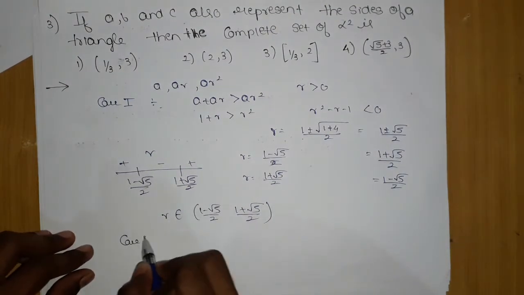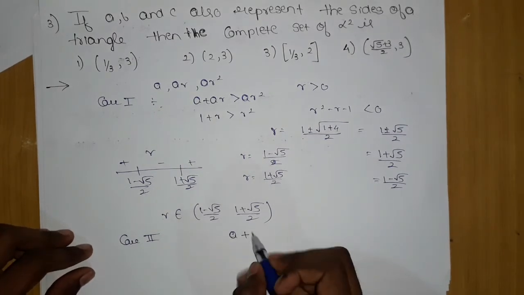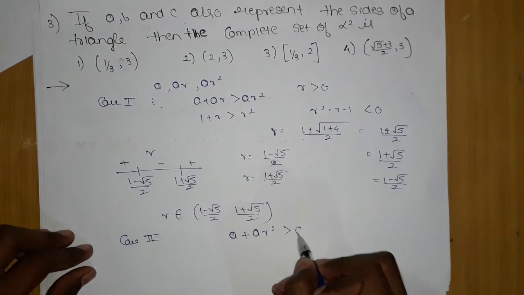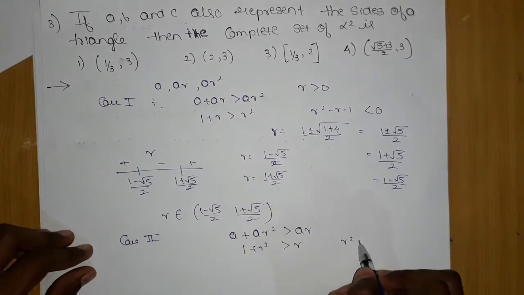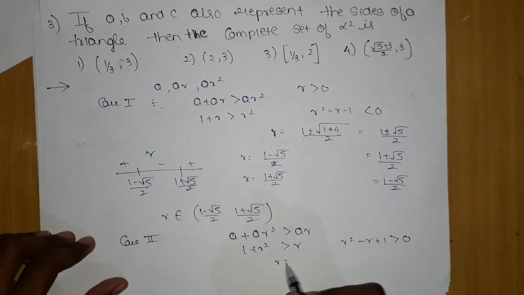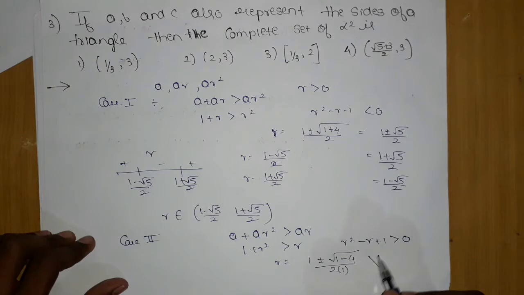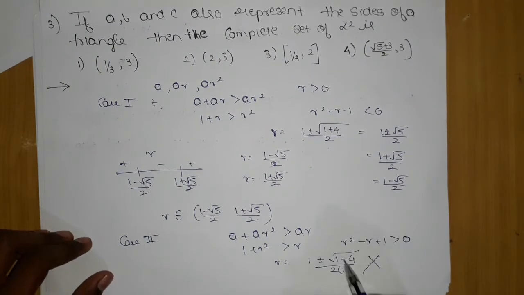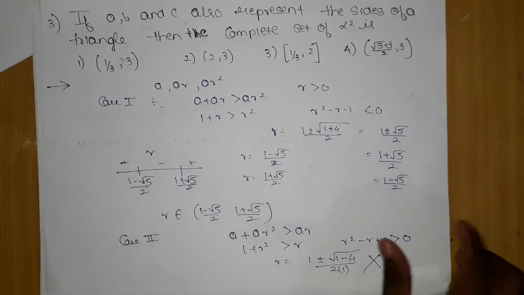Now case 2. Case 2 is: a plus ar square is greater than ar. 1 plus r square greater than r, giving me r square minus r plus 1 is greater than 0. If I find the r value, I will have 1 plus minus under root 1 minus 4 upon 2 into 1, and this value is negative, so it gives you a hint that t will be less than 0, so we will reject case 2.